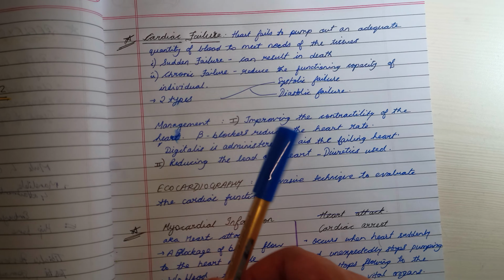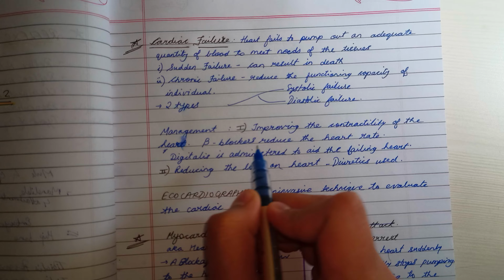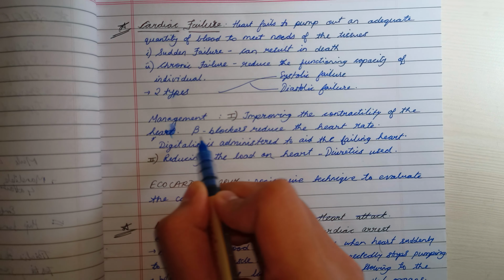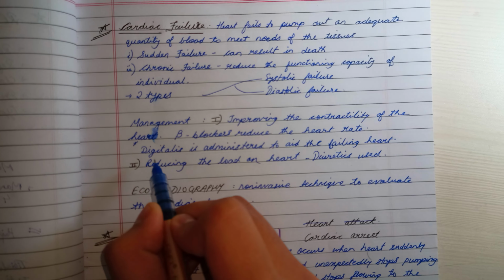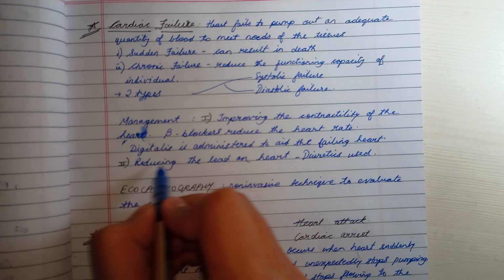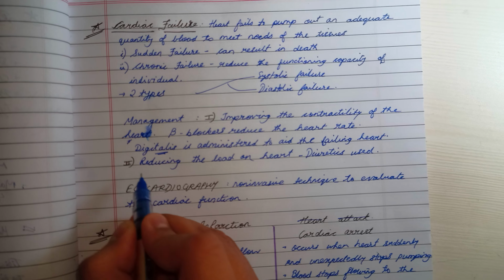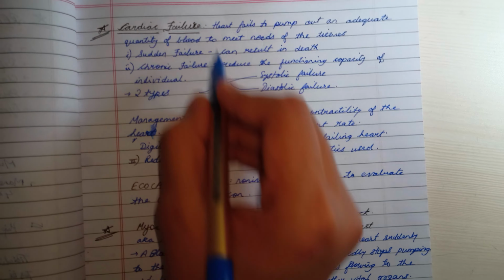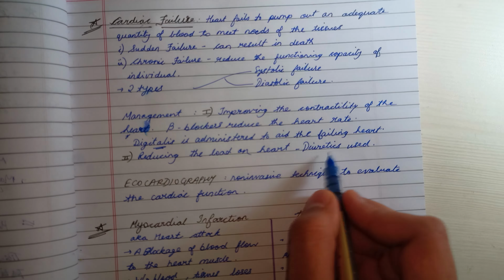Okay, now what are the principles? See, what is management? Management means there are two. Okay, improving the contractility of the heart. Beta blockers reduce the heart rate. Okay, digitalis is administered to aid the failing heart. Very important to note. Digitalis is administered to aid the failing heart. Now, second, reducing the load on the heart. These are the two principles that are used in the management of cardiac failure. Okay, to decrease the load on the heart, diuretics are used.